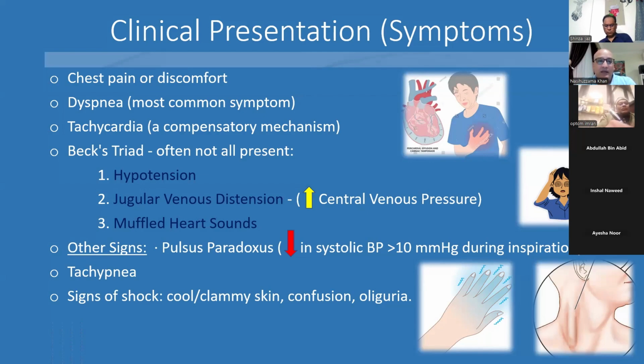So these are the three main: hypotension, jugular vein distension, increased central venous pressure, and muffled heart sounds. Muffled heart sound means the sound of the heart is decreased, which we can see in pleural effusion and if the patient is obese, and of course in cardiac tamponade. Other signs: pulsus paradoxus, a decrease in systolic blood pressure of more than 10 millimeters of mercury during inspiration, tachypnea, signs of shock, cool, clammy skin, confusion, oliguria.